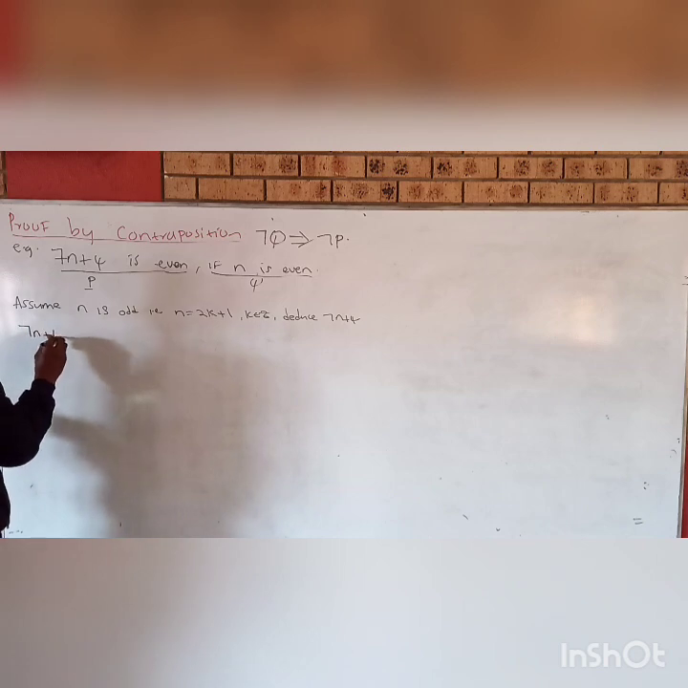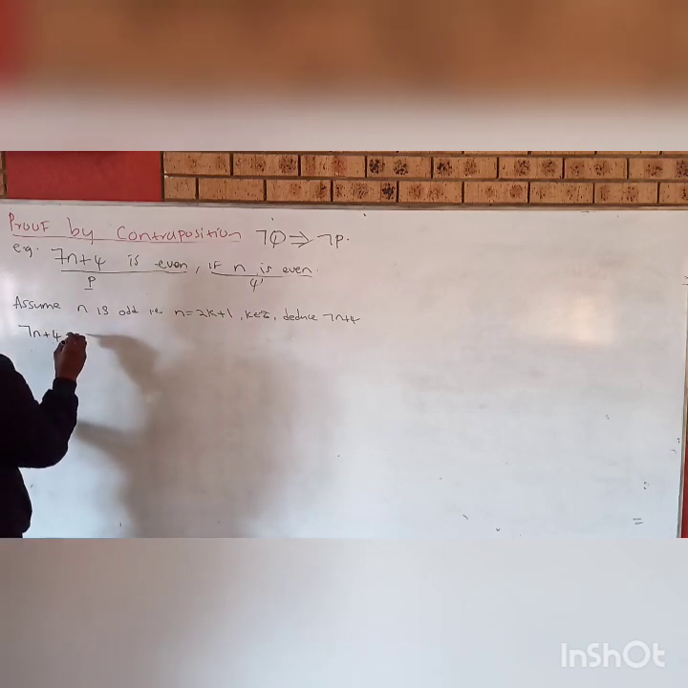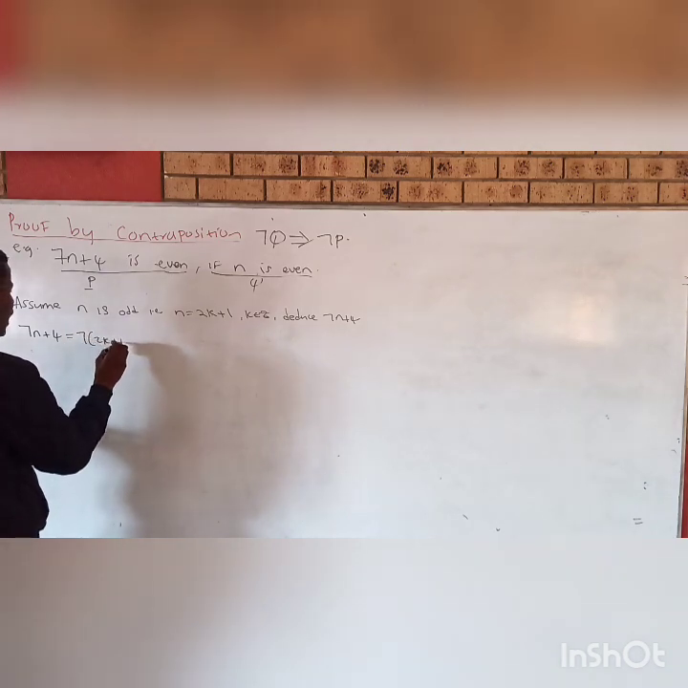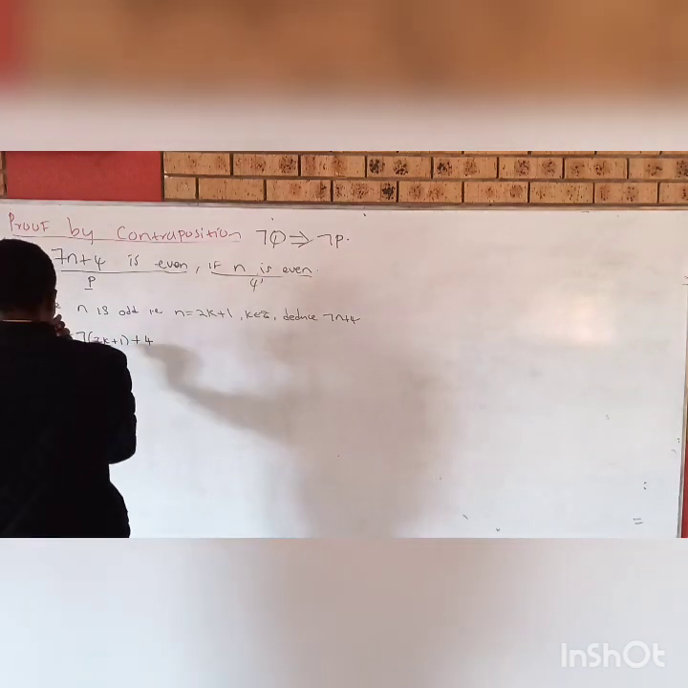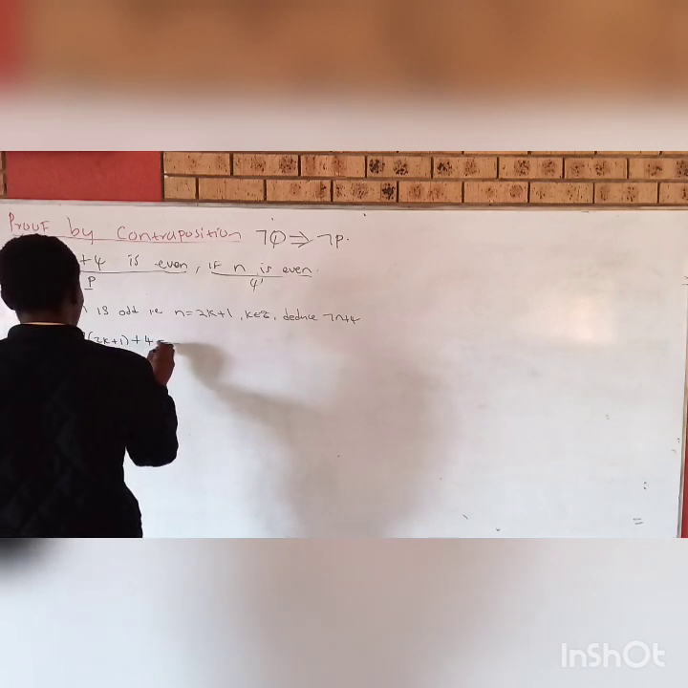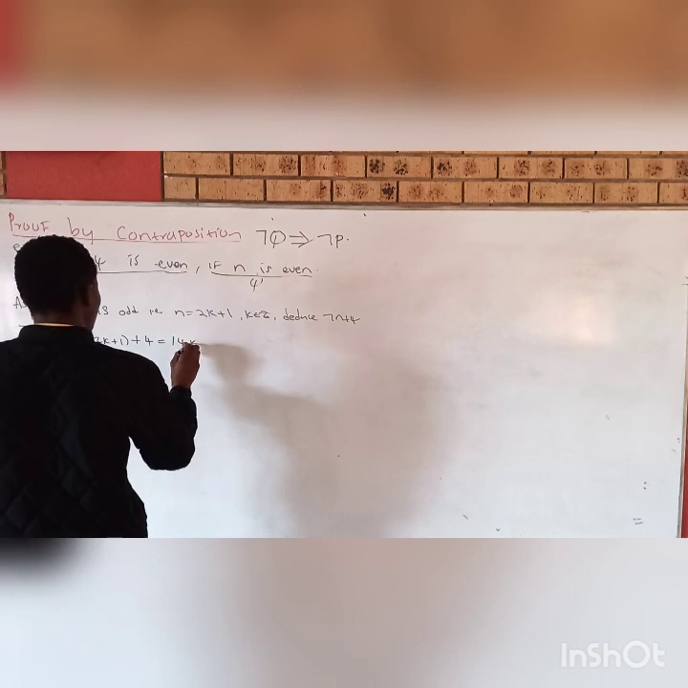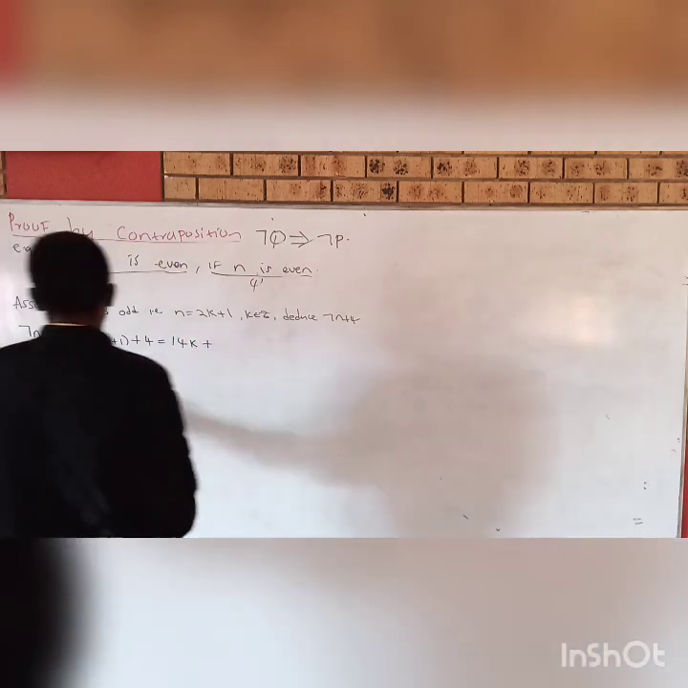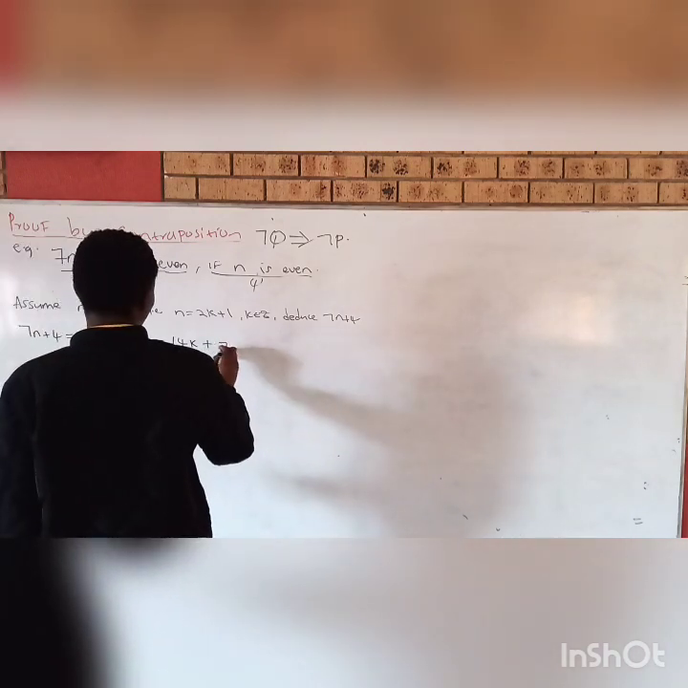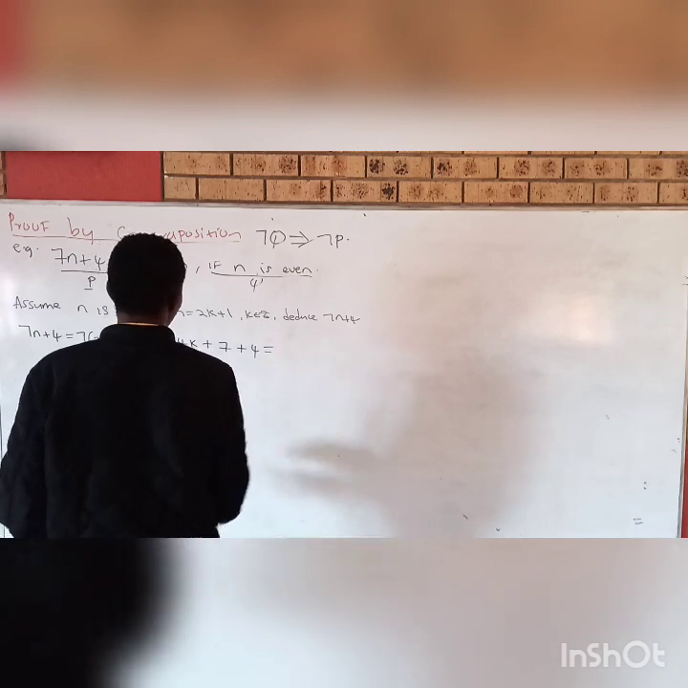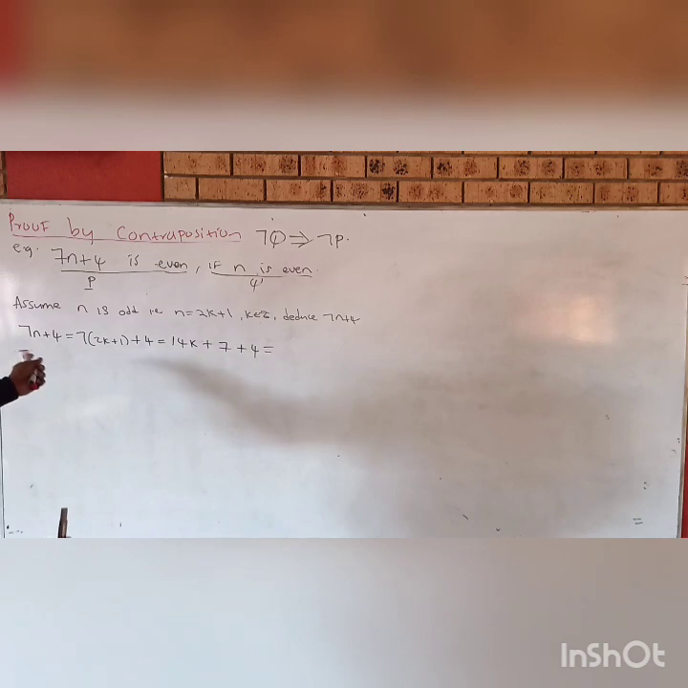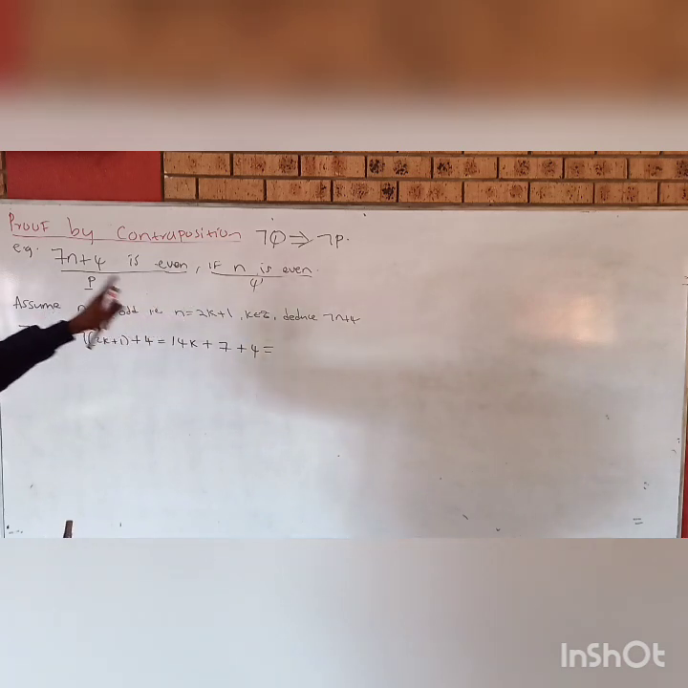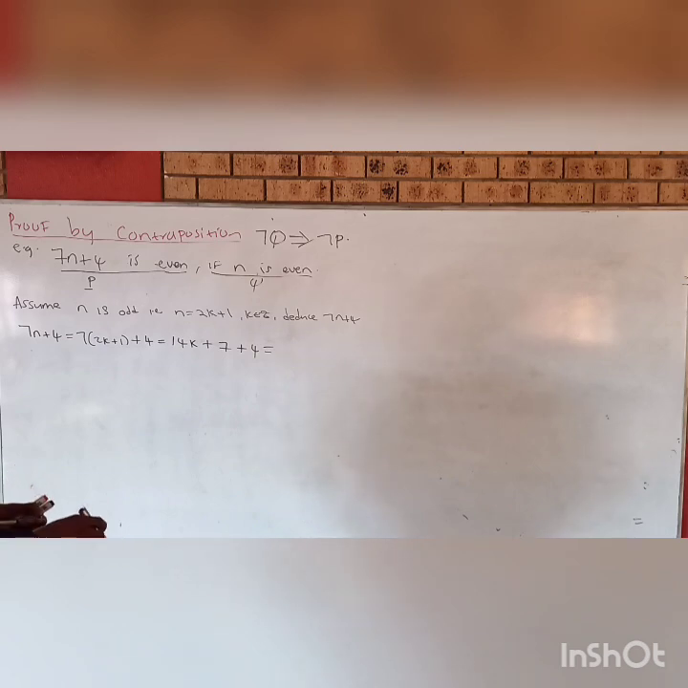7n plus 4 is the same as 7 times (2k plus 1) plus 4. So what is this? This is the same as 14k plus 7 plus 4. What we have to show is that this is odd. Then we can conclude by contraposition, if n is even, 7n plus 4 is even. So that's how it works.